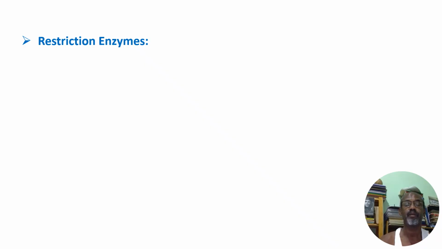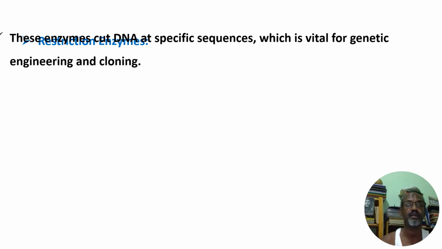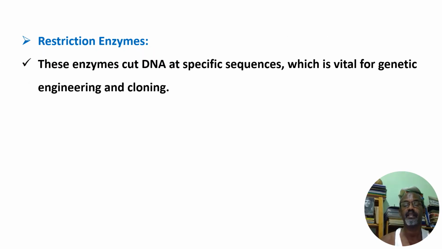Okay. The other group of enzymes are restriction enzymes. Look, restriction enzymes. These enzymes cut DNA at specific sequences, which is vital for genetic engineering and cloning. They cut DNA at specific sequences. Of course, when they cut, they leave sticky ends. They cut the double strand at a specific region, but at the two tips, some 5 or 6 nucleotides are left without having a partner in the other strand.